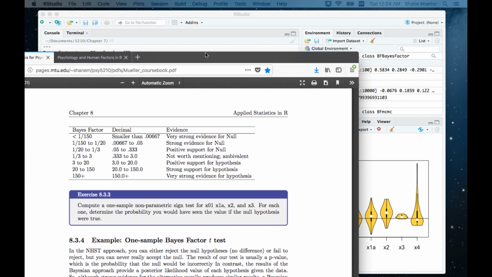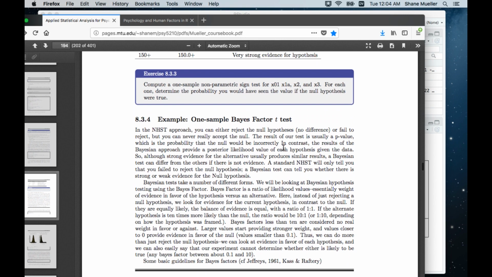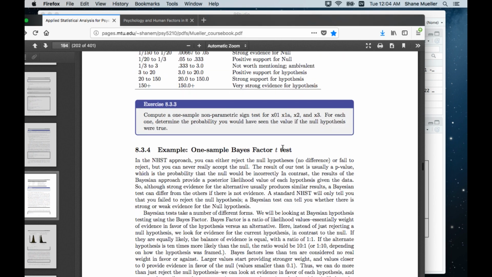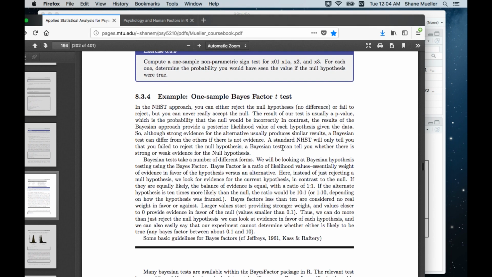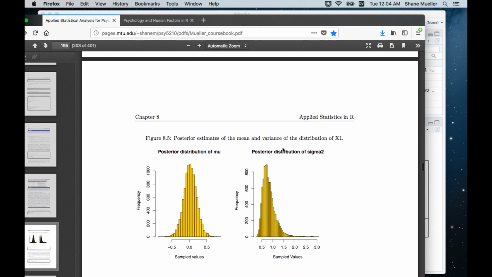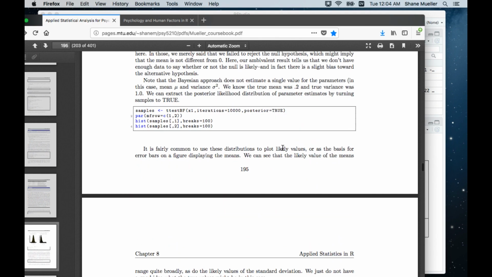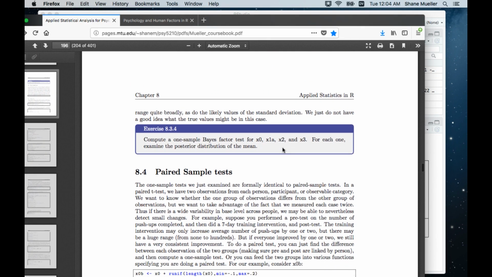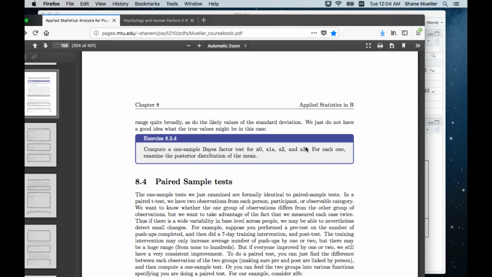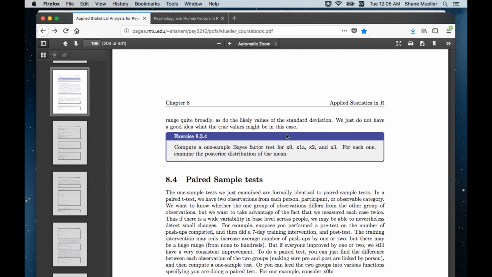All right. So this is the first step towards three different types of statistical tests using one sample tests. And that's the first part of chapter 8 up through section 8.3.